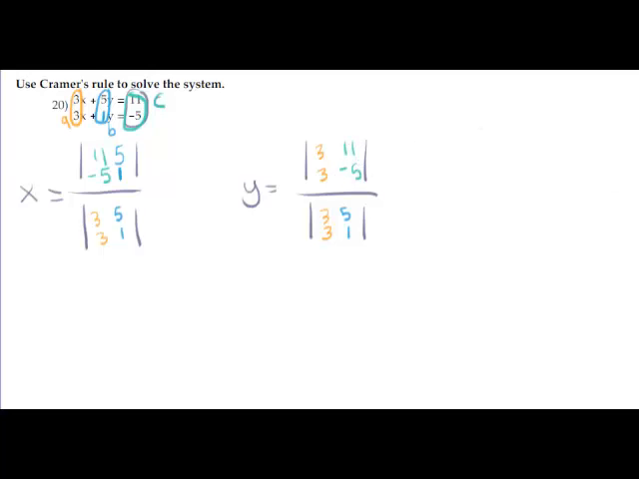So we need to do the determinants of each of these matrices. So let's start on the bottom because these two on the bottom are both the same. So 3 times 1 minus 3 times 5. That would be 3 minus 15, which equals -12. So on the bottom of each of these, I have -12. Then we would look at the top.